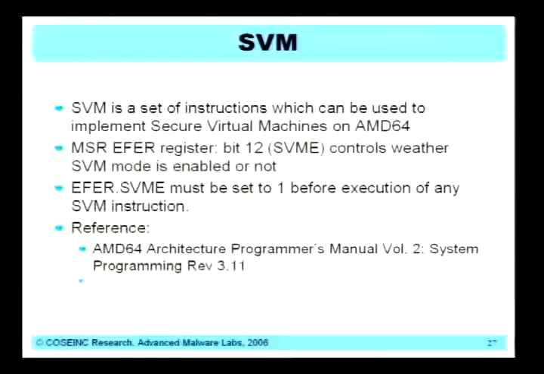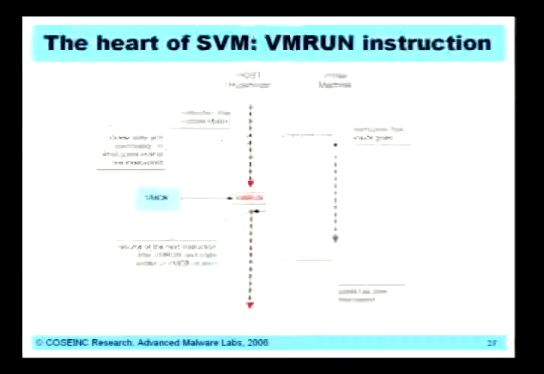So SVM is a set of instructions which can be used to implement virtual machines on AMD64. And there's an MSR register called EFER, which is for many different things, but it has bit number 12, and this bit, when set to 1, enables SVM mode. It doesn't mean that once we enable this bit, we become a hypervisor. It just means that the SVM instructions are available for the processor. And you can find a detailed reference in the Architecture Programmer's Manual, Volume 2.